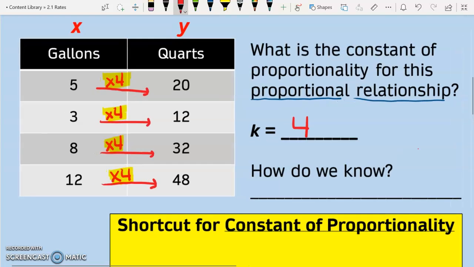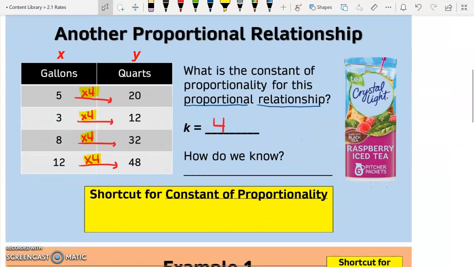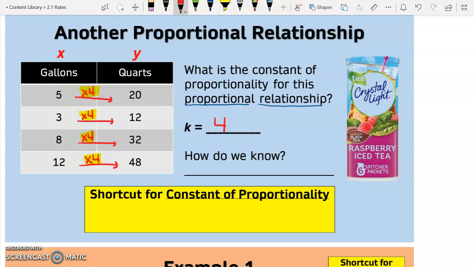If even one of these was different, if it was times 4, times 4, times 3, that would no longer be a proportional relationship. Real quick, how do we know that K is equal to 4? Well, if we take any number of gallons, it could be one of them listed on our table, could be something different. Whatever we make the number of gallons, if we multiply that by 4, that will always get us the number of quarts that it'll make. So that is a quick way to check.